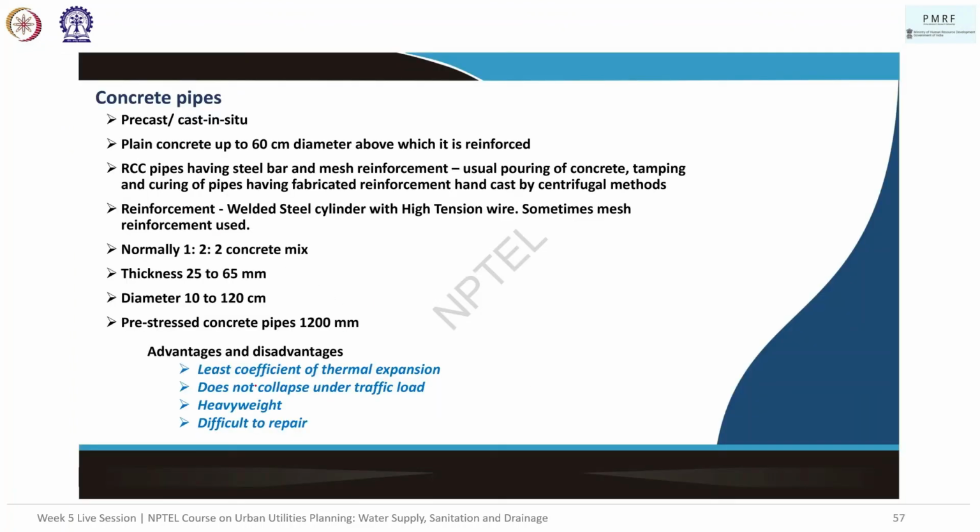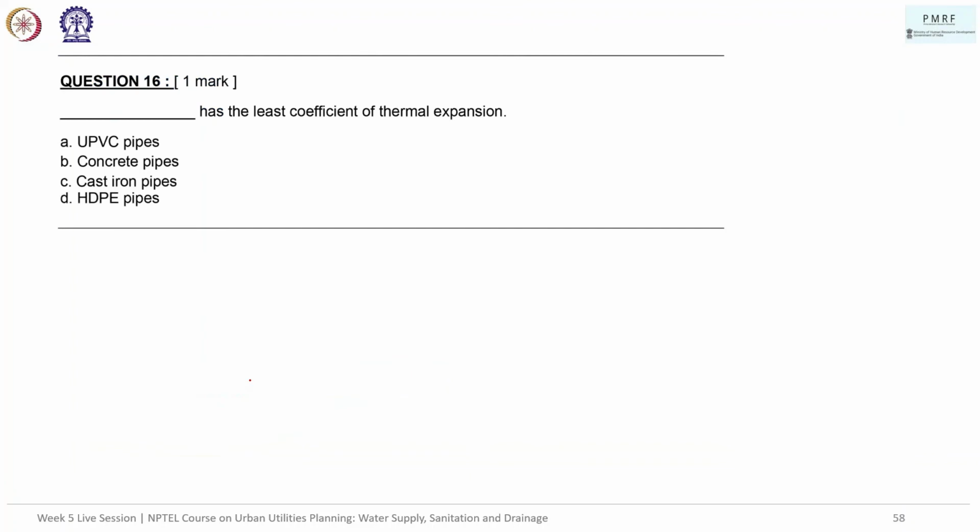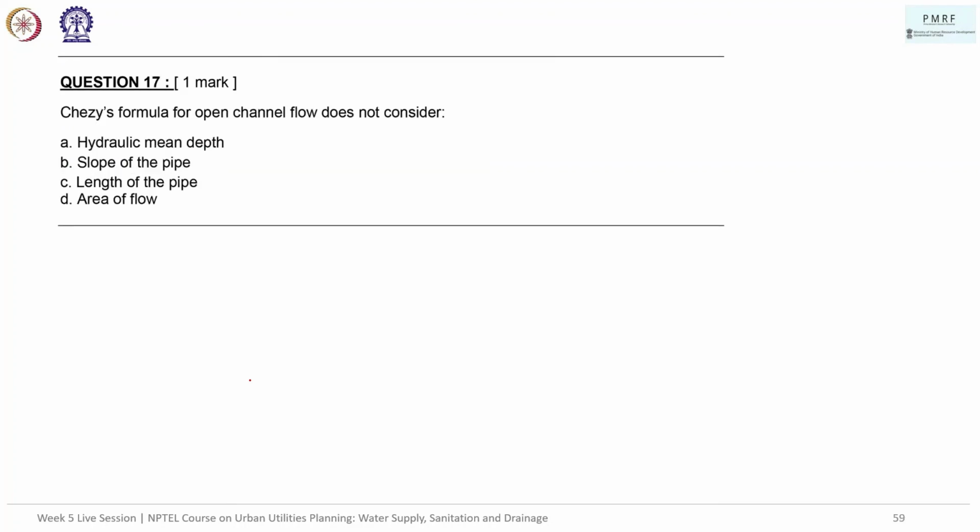If you remember, that's actually one of the advantages of concrete pipes, that it has the least coefficient of thermal expansion. Look at it logically. Metal basically expands readily when it's exposed to heat, and PVC pipes start melting at high heats, right? So concrete pipes have a very low coefficient of thermal expansion. So that's the answer. I think this is the last question.